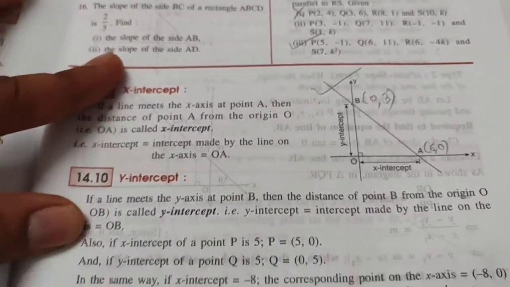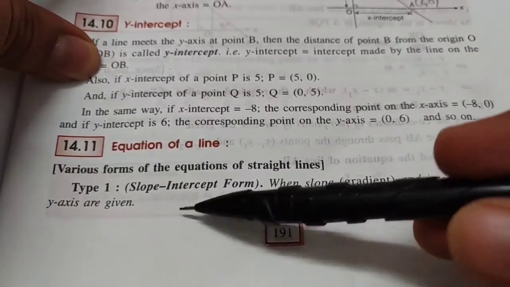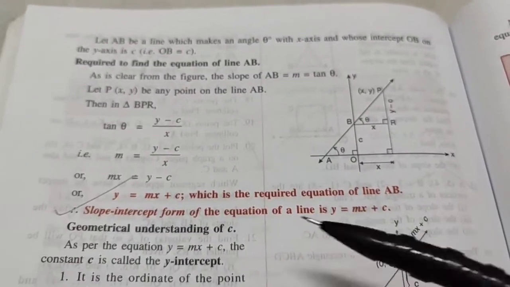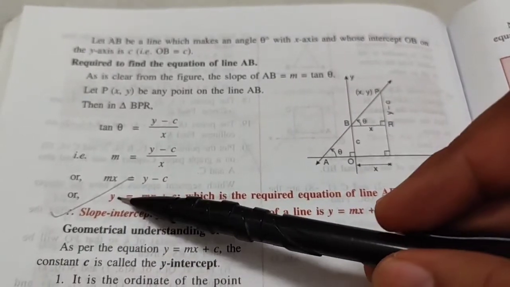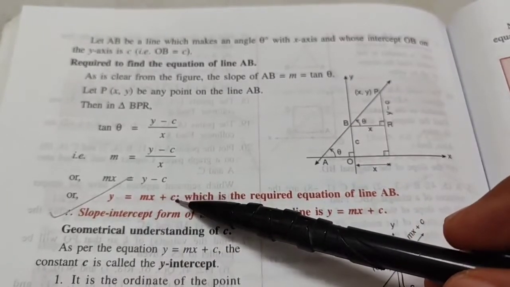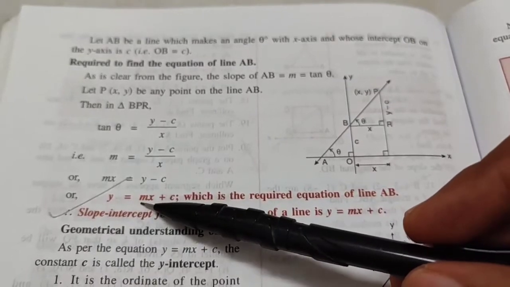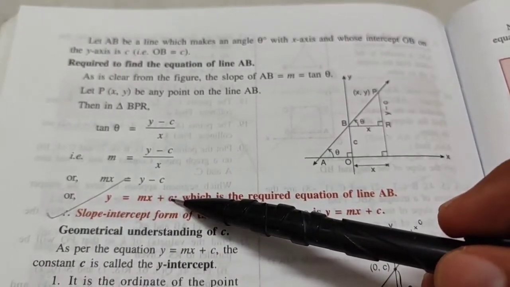Now there are a few ways to create the equation of a line. Type 1, slope-intercept form. The formula is y = mx + c, where y and x are unknown variables. M and c are terms which we will have to substitute. M is the slope which will be given in the question. C is the y-intercept.